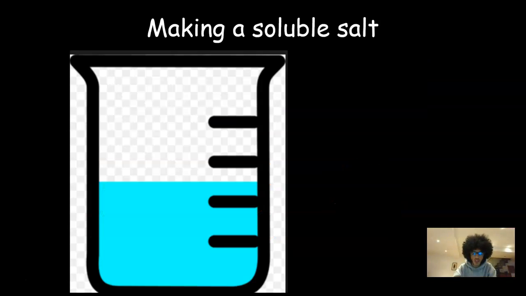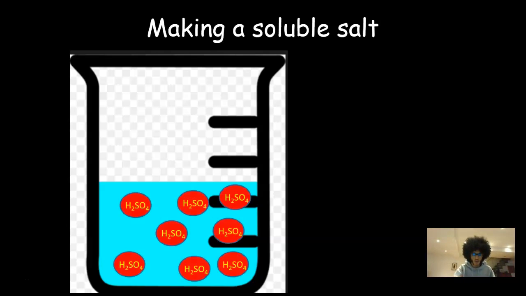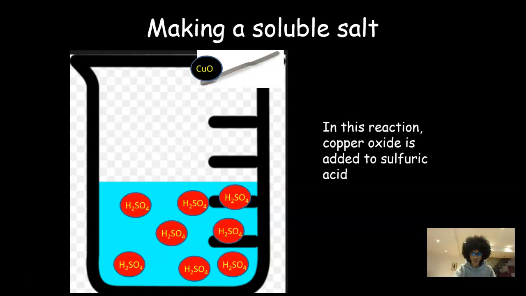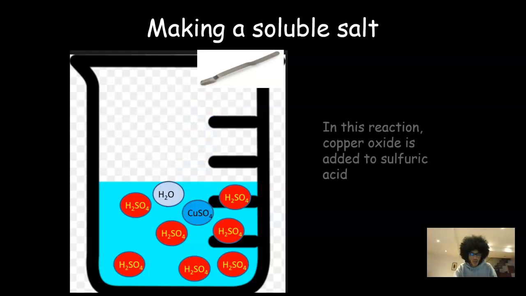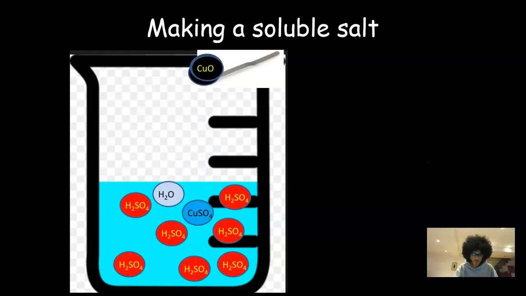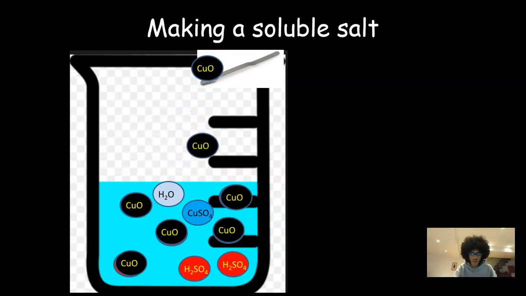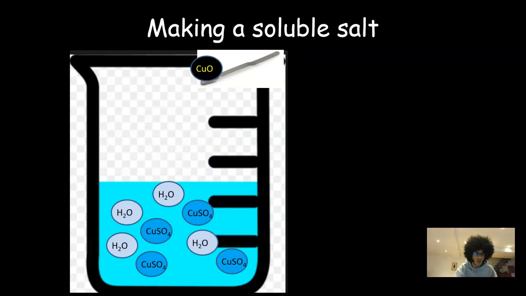If you think about the reaction that you did probably previously to make a soluble salt, such as copper sulfate, in this reaction, you would start with sulfuric acid and copper oxide. And then your teacher, if you did this, asked you to basically add loads of copper oxide to the sulfuric acid. You get a neutralization reaction where the copper oxide reacts with all the sulfuric acid molecules in that solution, and slowly but surely it makes 2 products. You make copper sulfate, which is salt, it's blue and it's dissolved in solution, and you've got lots of water.